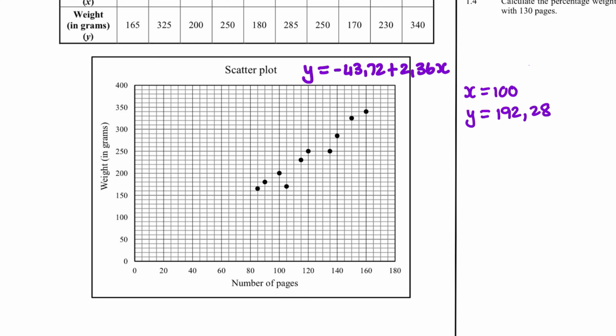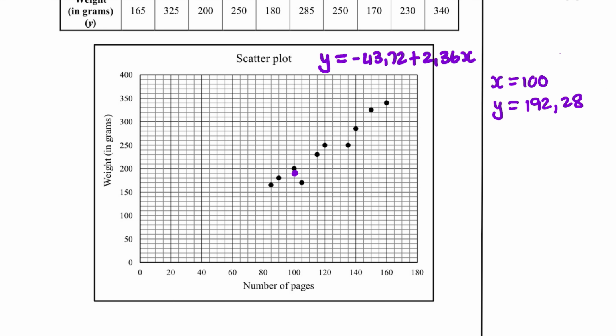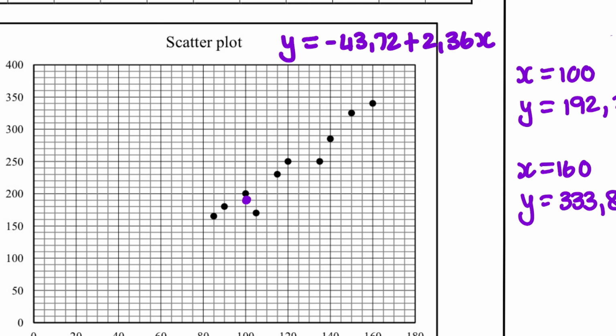192.28. So on our scatter plot, we'll have where x is 100, it's roughly right here. Can you see where x is 100? The y value is around 190. Then I'll choose another reference point. Let's say x equals 160. So when I substitute x with 160 into my equation, I get a y value of 333. So where x is 160, I'll have a y of around 333. So if I plot it correctly, it's just below that dot.